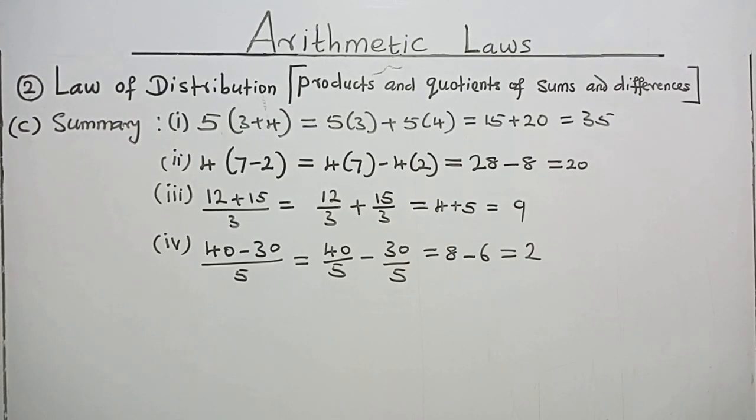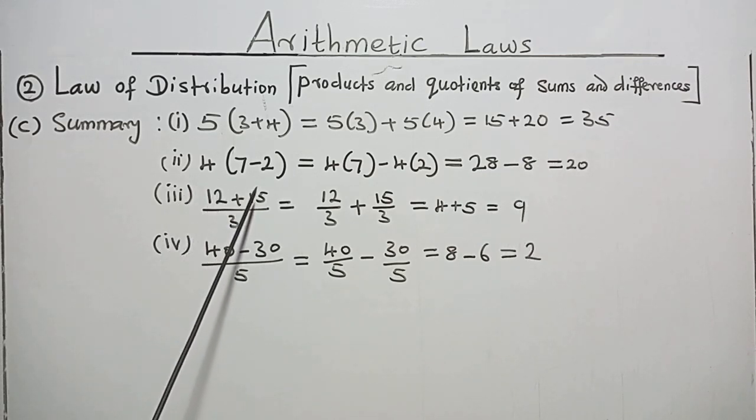And here is the summary of results following the numerical experiments we conducted. 5 bracket 3 plus 4 is equal to 5 bracket 3 plus 5 bracket 4, which is equal to 15 plus 20, and the result is 35. I hope you remember. Also, 4 bracket 7 minus 2 is the same thing as 4 bracket 7 minus 4 bracket 2, which means 4 times 7, 28, minus 4 times 2, that is minus 8. 28 minus 8 is equal to 20.